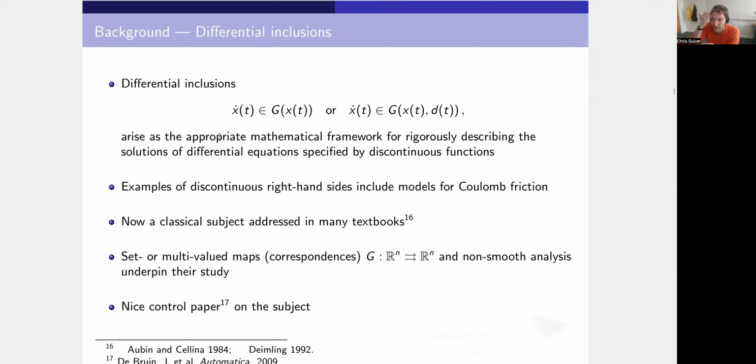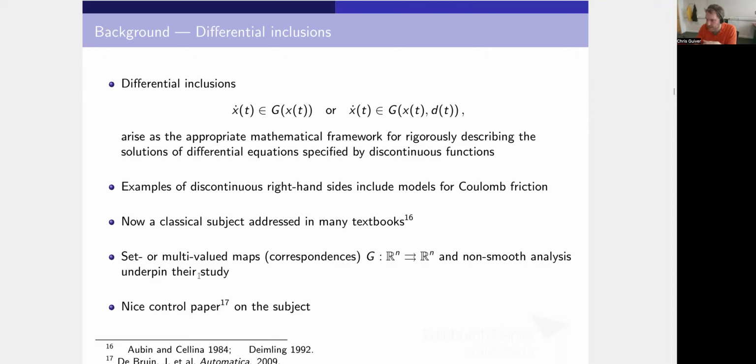So where might discontinuity come from? Well, for example, certain models for friction give you discontinuous right-hand sides. This is now a classical subject, studied in many textbooks. I include some references. And the key objects are these set-valued or multi-valued maps, also called multifunctions or correspondences, in this case mapping subsets of R^n to subsets of R^n. And non-smooth analysis underpins their study.